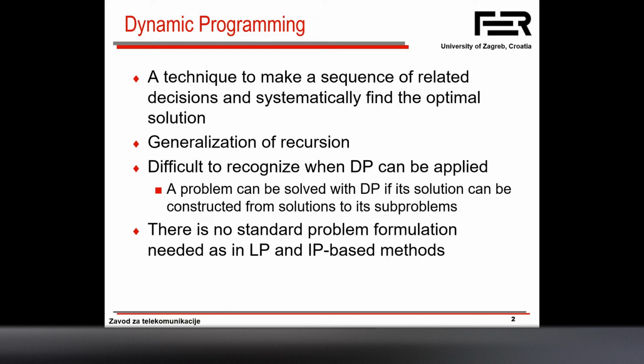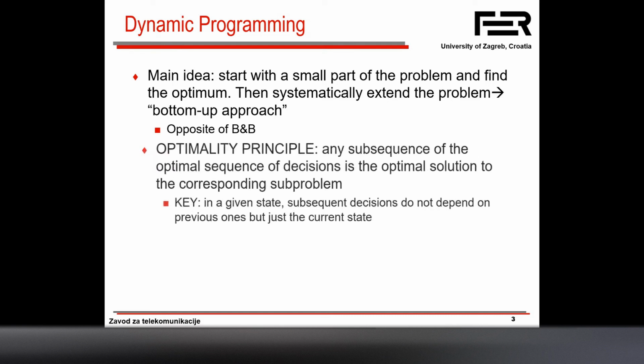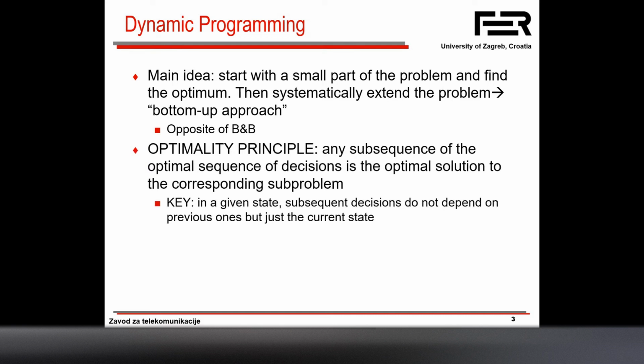So we go from solving smaller problems to finding an optimal solution to an overall problem. The main idea, again, is to start with a small part of the problem, find the optimum, then systematically extend the problem. So we can talk about a bottom-up approach, which would be the opposite of branch and bound. And here I just want to refer back to this optimality principle, where we know that any sequence of optimal decisions also contains an optimal solution to the corresponding subproblem.